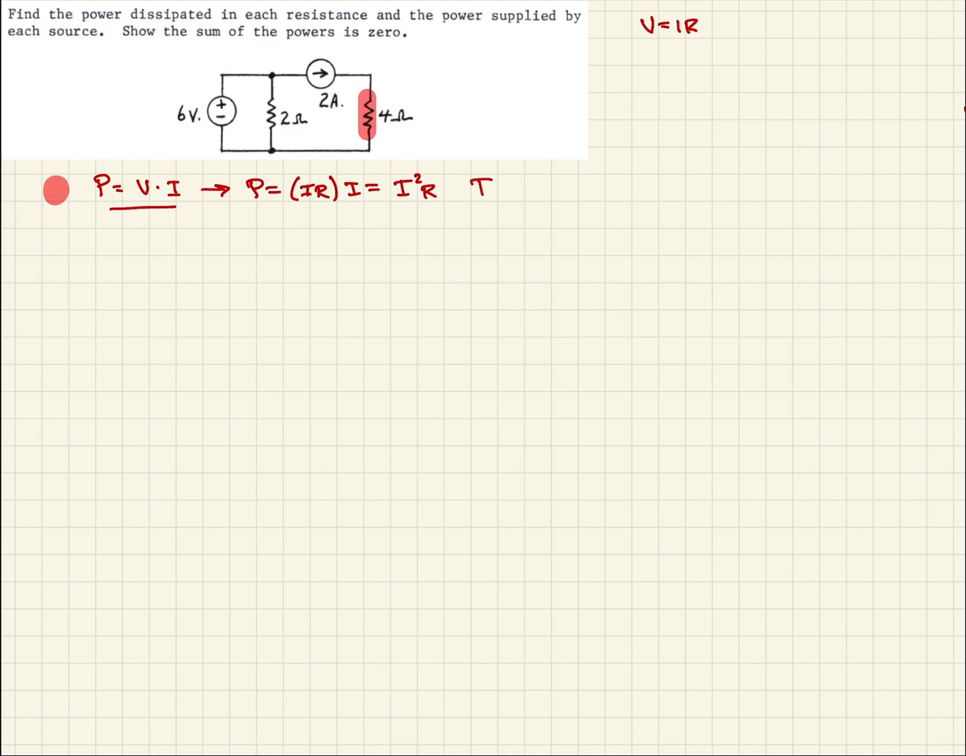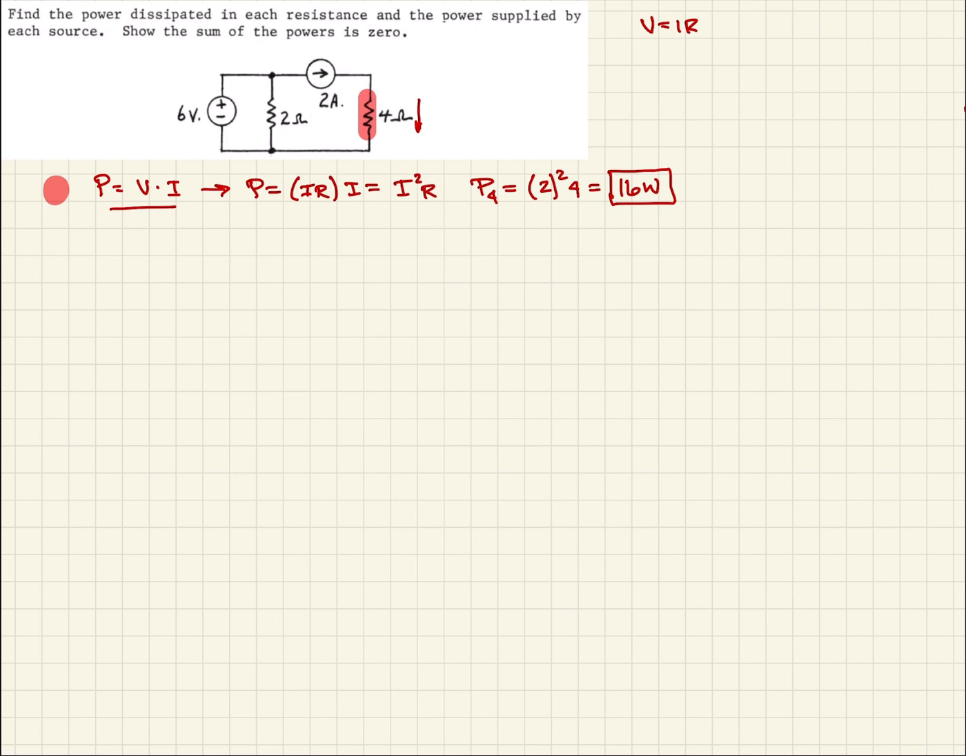Because we know our current and we know our resistance, our current through this device has to be the 2 amps, because that 2-amp source is pushing everything through the resistor. So now the power for the 4-ohm resistor will be I squared, which is 2 squared, that's our current, times 4. And when we calculate that out, we should get 16 watts. So that's the first device.